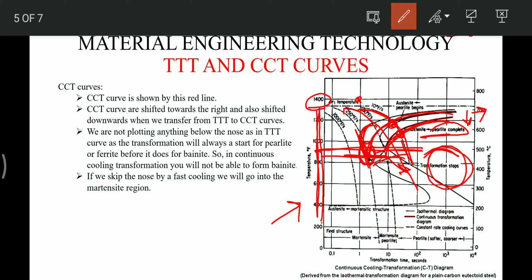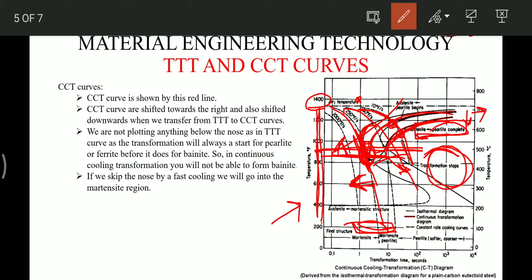This is called the critical cooling curve, because it is just touching the nose. After this, what will happen? Only martensite formation will take place. Till the rate of cooling touches the nose of this CCT curve, until that time pearlite structure will be formed, and after that, when the rate of cooling is more, this arrow is actually showing that the rate of cooling is increasing in this direction.